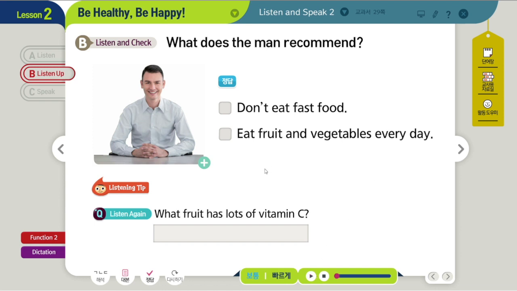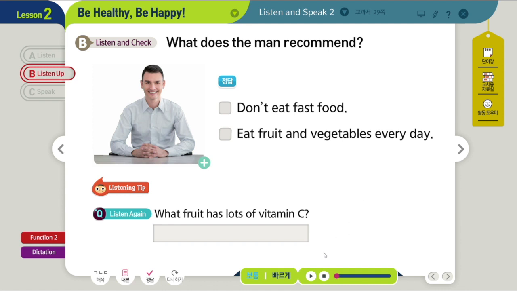Okay, he uses the key phrase, you should verb. You should eat. What should you eat every day? Let's listen one more time and fill in the blanks for our answers.